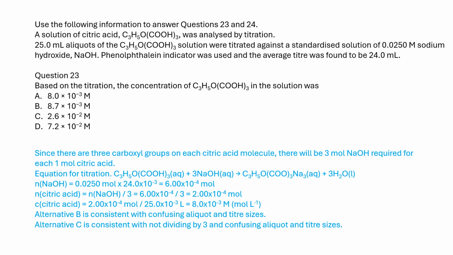Three moles of sodium hydroxide neutralize 1 mole of citric acid, because 1 citric acid contains 3 hydrogen atoms. We know the volume of citric acid, the concentration of the standard solution, and the titration volume. Step by step, we calculate the concentration of citric acid.